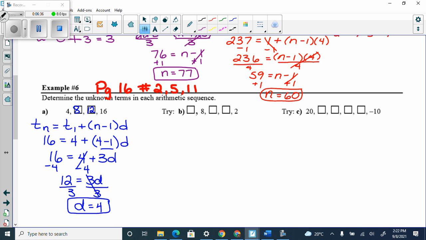Now, some people are like, well, I could have just guessed and checked that. That's why you'll end up with sometimes decimals on your test. So you can't guess and check.